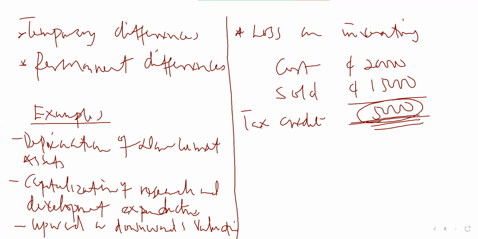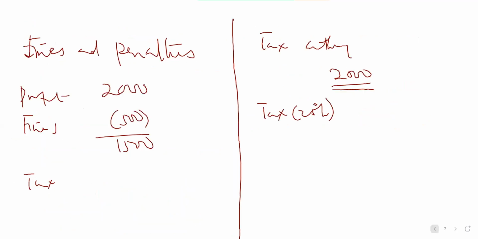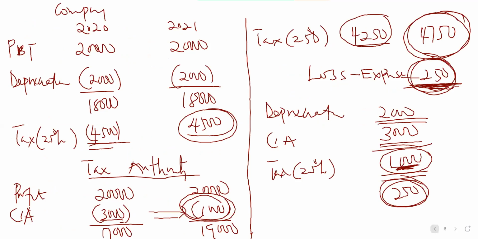But let's come to the issues about the temporary differences. Let's come to this example. We can see that the increase in the tax for 2021 was as a result of the 1,000 that the company has enjoyed in excess here.